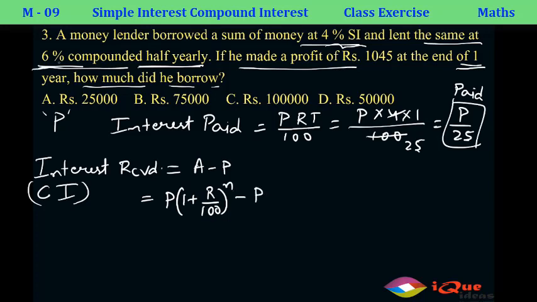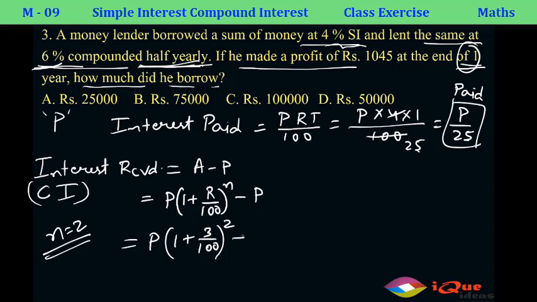Here the rate is given 6. So in this case the R will be 3. Reason? Because we have 6% compounded half yearly. So in place of R we'll take 3. So it is 3 divided by 100 to the power N. In 1 year time period there will be 2 half years. So N is equal to 2. So we'll put N equal to 2 here, minus P.